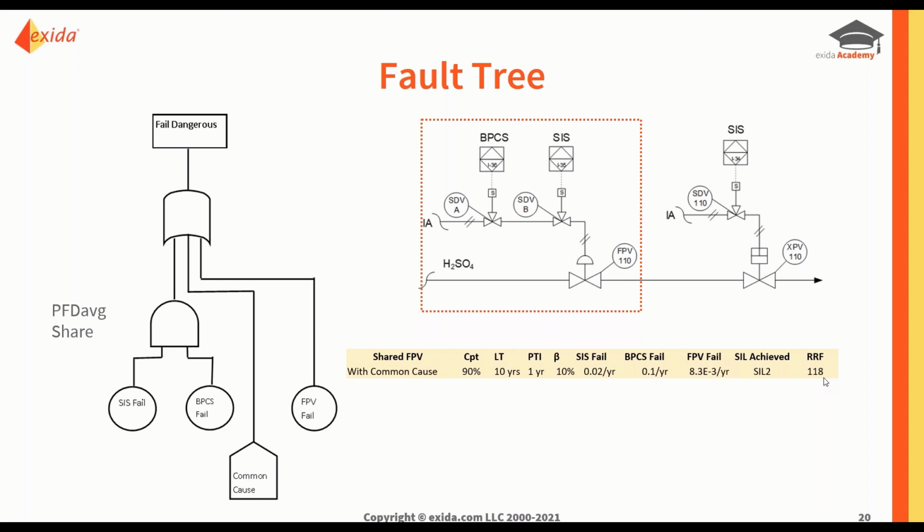So this is why, if you're going to share devices, you've got to be very careful and make sure that you do the analysis to make sure that the common cause aspects and the dangerous failure of the device itself is not going to give us a problem in terms of meeting target. The other thing to remember is that if we share, then we need to be having probably a prior use justification because of the systematic. You can't ignore the systematic. If you ignore the systematic, you've got to have a good reason why.